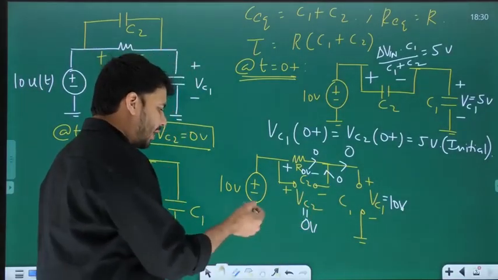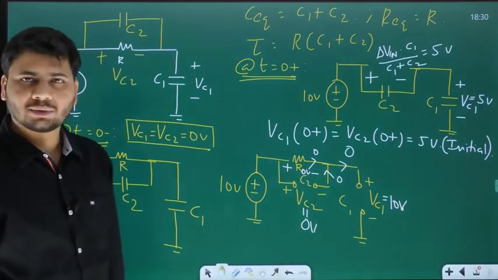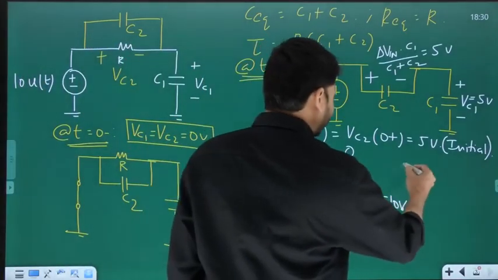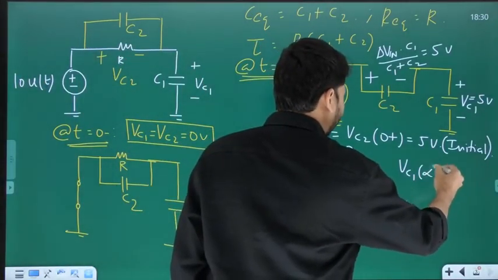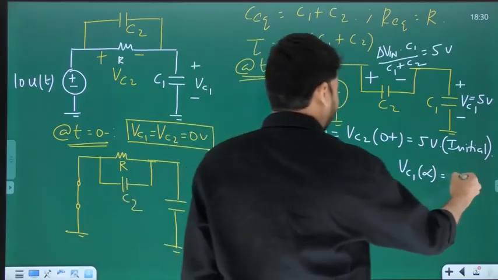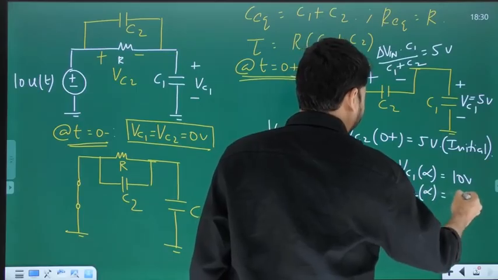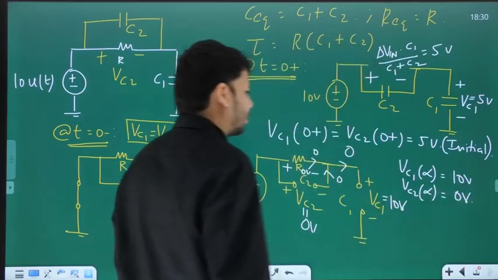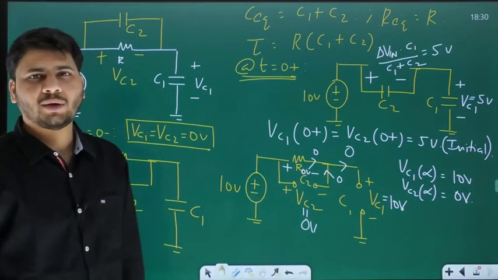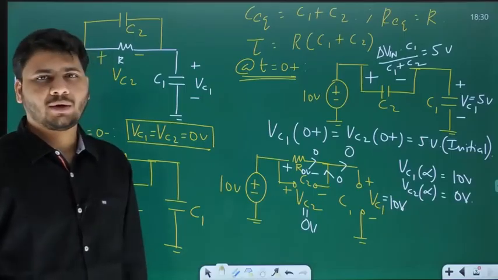Whereas VC2 at infinity is what? 0. Okay. So VC1 at infinity is what? 10 volts. VC2 at infinity is what? 0 volts. Now for both VC1 and VC2, we know the initial and final values.